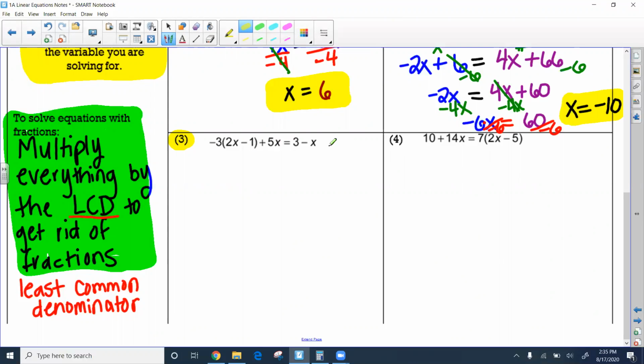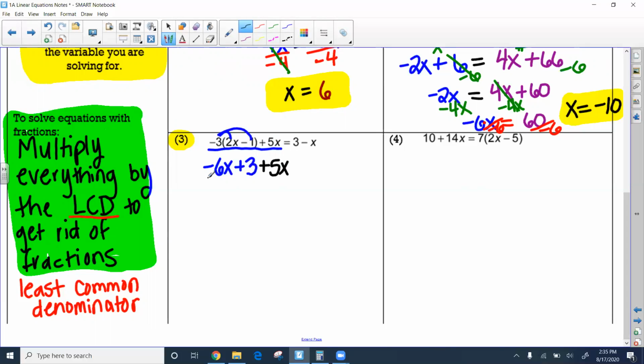Okay, so this example does not have any fractions. It is going to be a linear equation. So I just need to solve like we've been solving. On the left side, I need to simplify the left side separately first. The first thing I want to do is distribute this -3 to get rid of the parentheses. So that gives us a -6x and a +3. Then we still have this plus 5x right here.